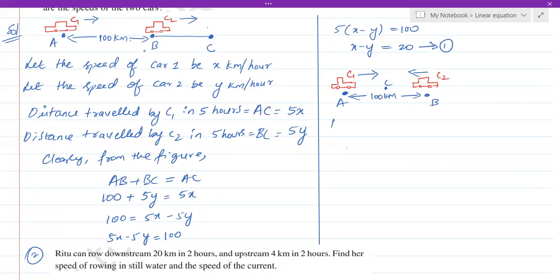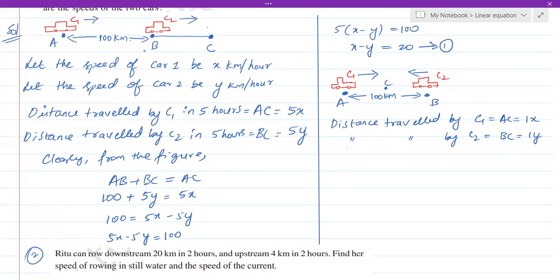So the distance traveled by car 1 will be equal to AC, which is speed into time. Speed is x, time is 1. So 1 into x is 1x. Similarly, distance traveled by car 2 will be equal to BC. Again, speed into time. Speed is y, time is 1. So 1 into y is 1y.